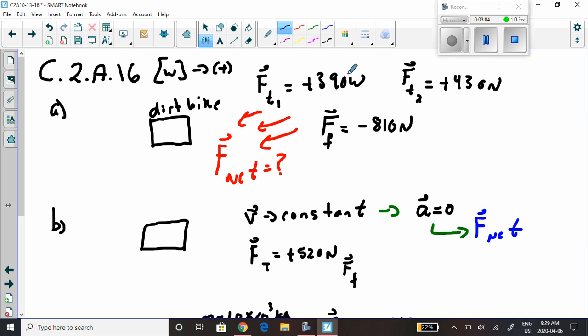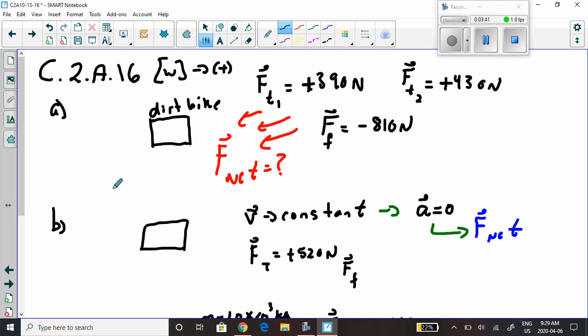One teenager is pushing with positive 390 newtons. Another teenager is pushing with 430 newtons, and then there's a force of friction working against it at 810 newtons. I've made west be positive. That's why we have positive values here and negative for the force of friction. So these are the only forces we're really interested in. Use these three to calculate net force and draw a free body diagram.